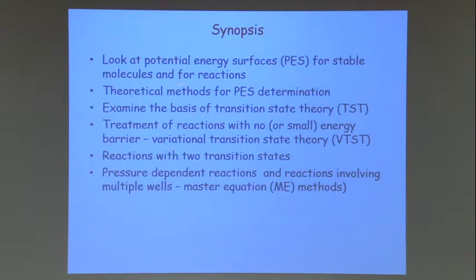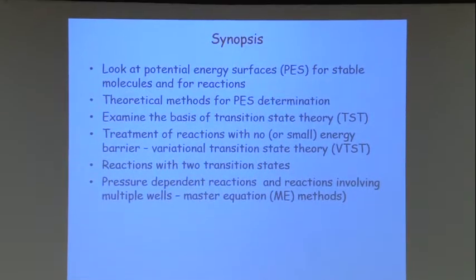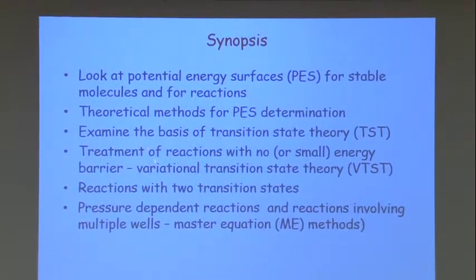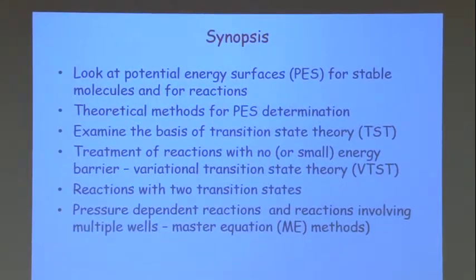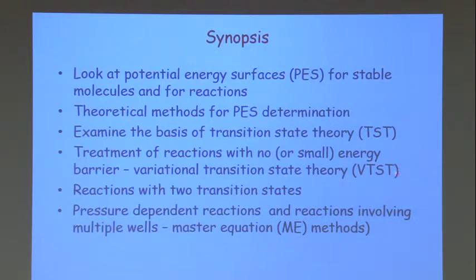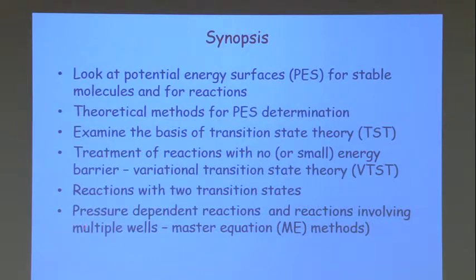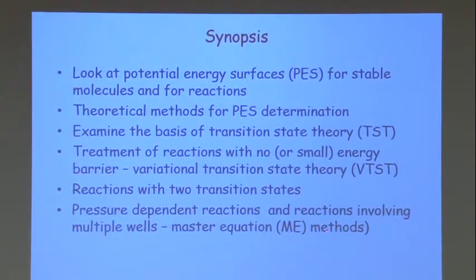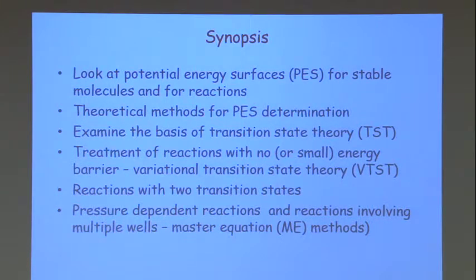So what we're going to do is look at potential energy surfaces for stable molecules and for reactions. We'll look at theoretical methods for determining these potential energy surfaces. We'll examine the basis of transition state theory, treatment of reactions with no or small energy barriers using variational transition state theory, as well as high barriers using ordinary transition state theory, reactions with two transition states, and then pressure-dependent reactions and reactions involving multiple wells using what are called master equation methods. Now, some of that may not mean a great deal to some of you, but hopefully by the end of tomorrow it will.